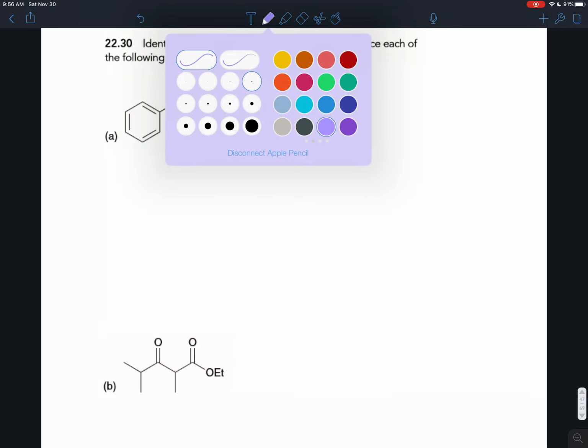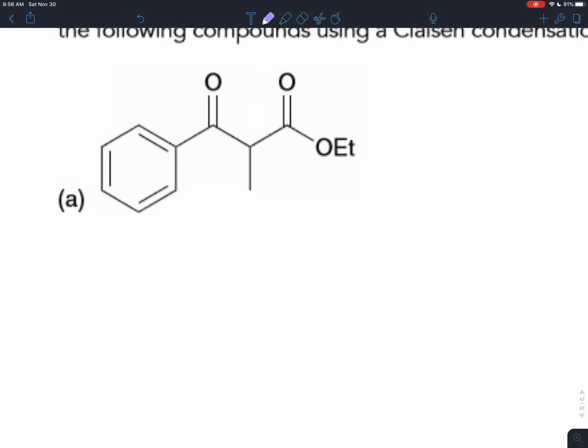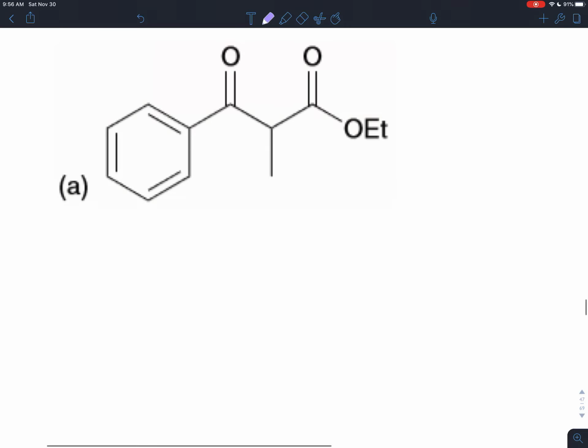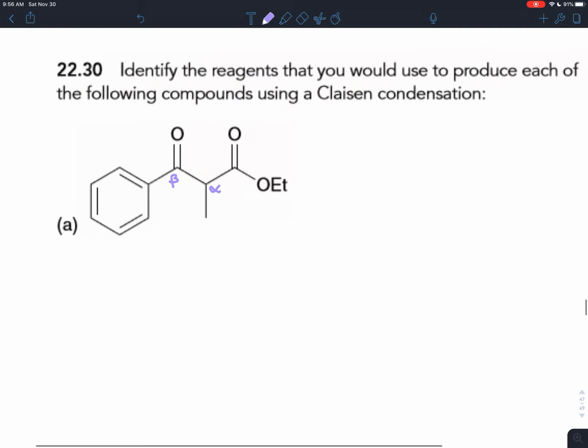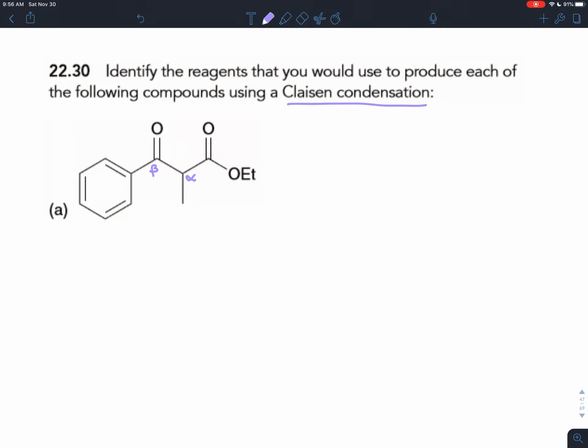And if they didn't say that, the features of the molecule that would give it away is that you have an ester, and on the beta position, you have a ketone. So you have a beta keto ester. That's always the product you get from a Claisen condensation. You get a beta keto ester.